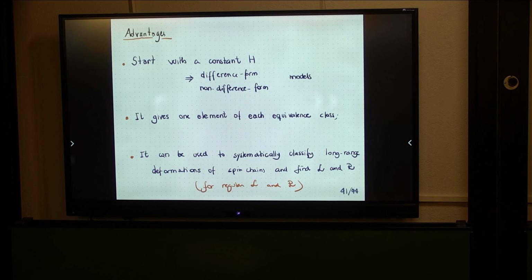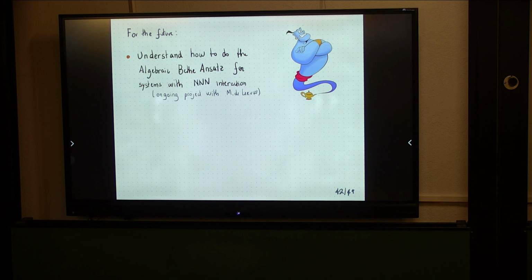So for us, it was a positive point. And then you can use it to find the Lax and R matrix, if they are regular. If you try a Hamiltonian and discover you may think it's not integrable, it could come from a non-regular object. This we cannot say anything about, but if it's regular, we believe you are finding all. So these are my wishes for the future.